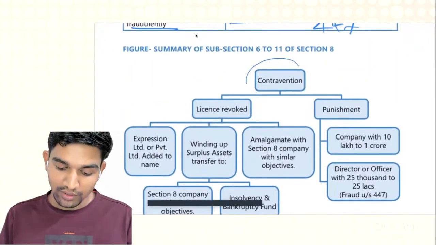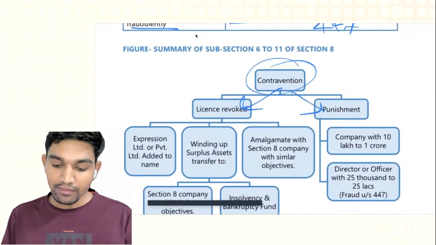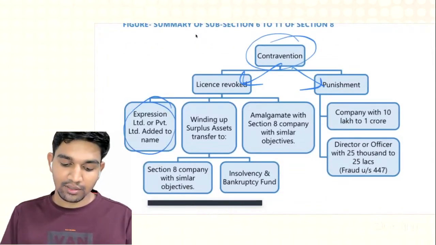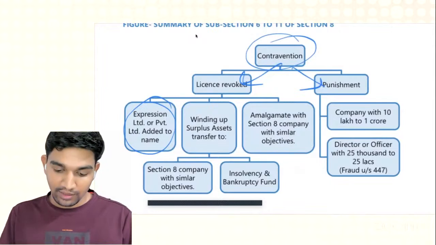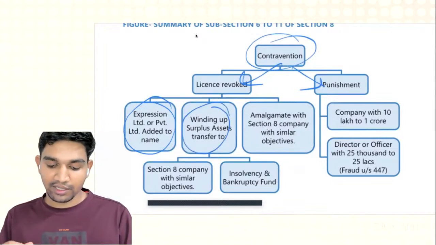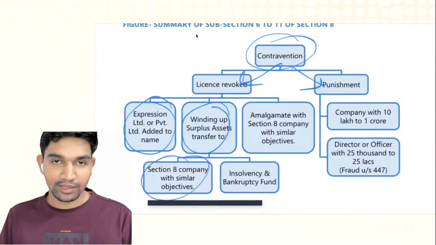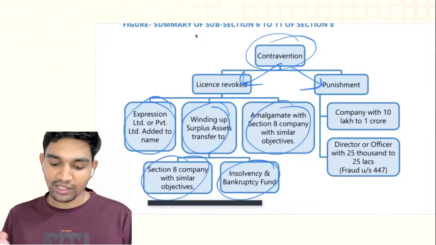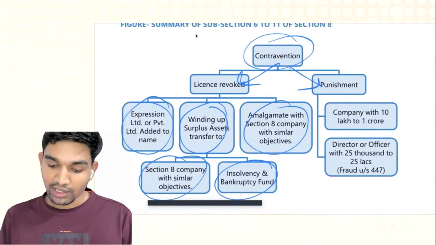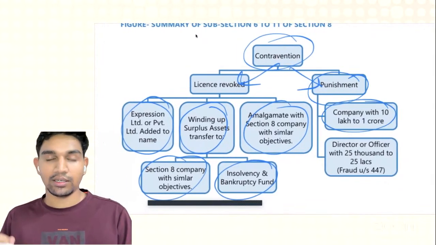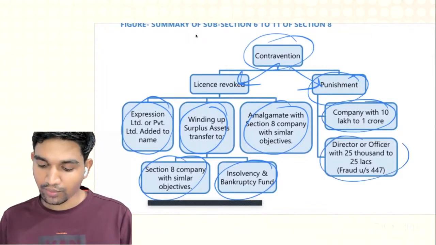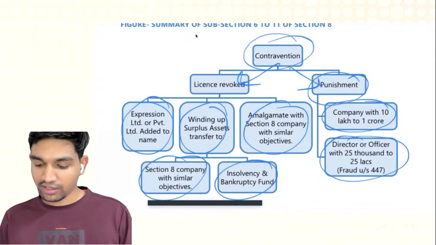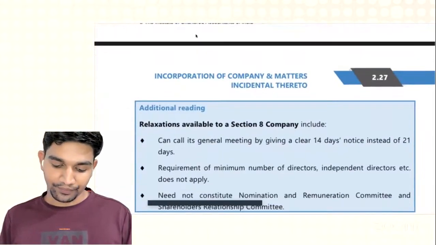Now here we will see the contravention, license revocation, and punishment together. On license revocation, the expression limited or private limited is added to the name, then winding up, or surplus assets transferred to a Section 8 company with similar objects or to the Insolvency and Bankruptcy Fund, or amalgamation with a Section 8 company with similar objectives. And the punishment: the company 10 lakh to 1 crore rupees, and director or officer in default 25,000 to 25 lakh, and fraud under Section 447.